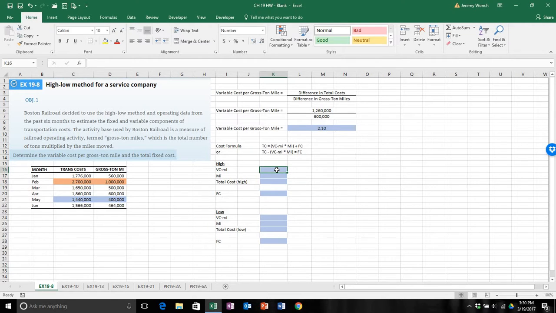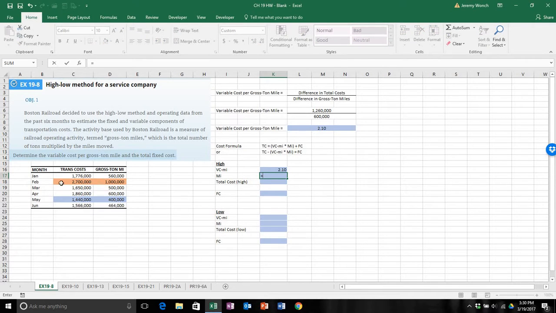So, whether we use the high numbers or the low numbers doesn't matter. We should get the same one. So we'll do it both ways just to make sure that it works. First we want to plug in the variable cost per mile, which is $2.10, and then the total miles. We're using the high numbers.